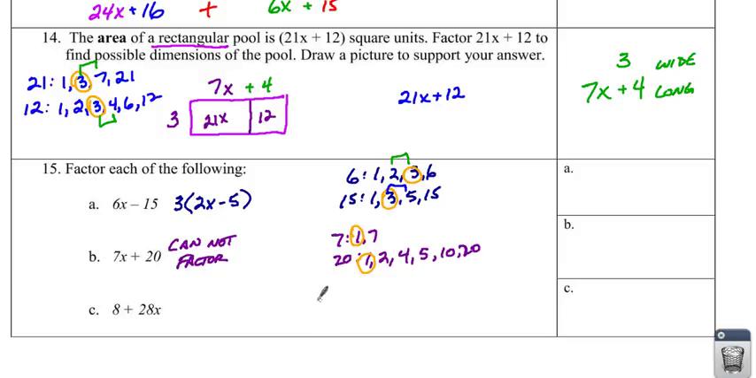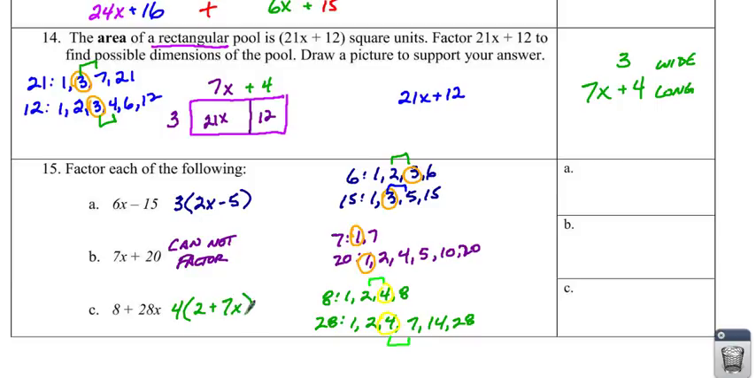Finally, letter C, 8 and 28. So for 8, the factors are 1, 2, 4, and 8. For 28, they are 1 times 28, 2 times 14, 4 times 7, the 14, the 28. The common factor is the 4, with the 2 there, with the 7 there. Things keep popping up on the screen. So this is going to have 4 as the common factor. 8 divided by 4 is 2, plus 28x divided by 4 is 7x. That's where the 2 with the 4 and the 7 with the 4 popped up. So this will be 4 times 2 plus 7x.